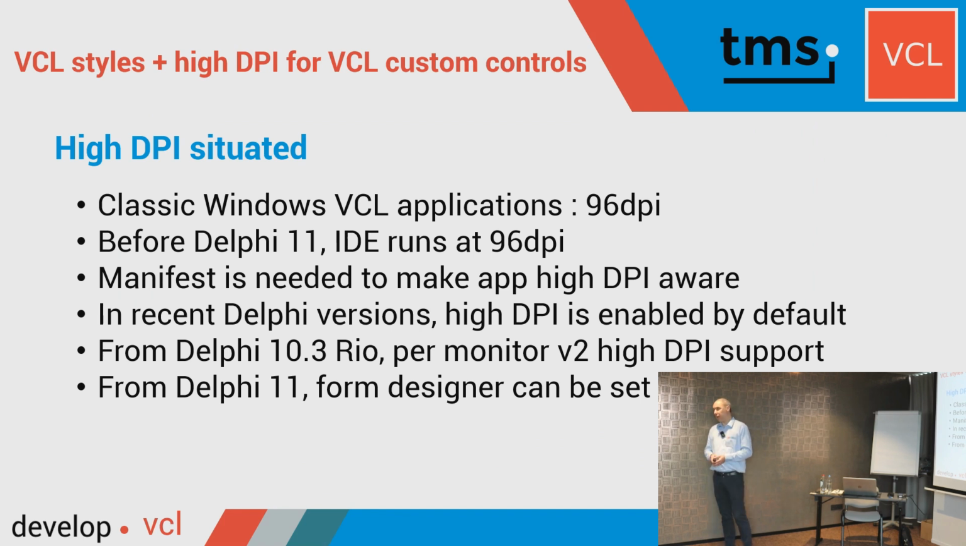We also have the DPI per monitor support. So that is the situation where you have different monitors connected to your machine, where different monitors can have different DPIs, and your application should dynamically switch the DPI when you move it from one monitor to the other monitor. That support was introduced in Delphi 10.3 Rio. That was the first time you could choose in the options for your application, from the manifest, okay, make it aware of per monitor high DPI support.